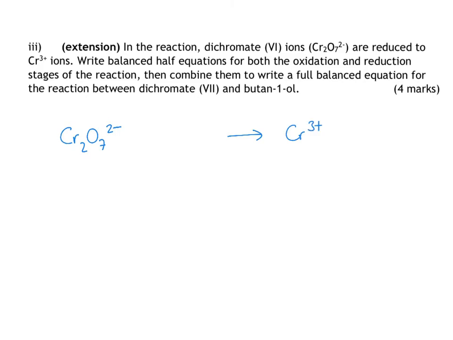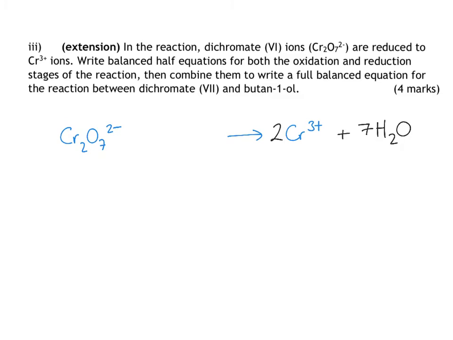And then I'm going to create a half equation for this reaction. First thing I need to do is balance the atoms of the chromium, ignoring hydrogen and oxygen, just sorting out the chromium first. 2 chromiums on the left, so I need 2 Cr3+ ions. Next thing I do is balance the oxygen using water. 7 oxygens on the left, so I need 7 waters on the right hand side.